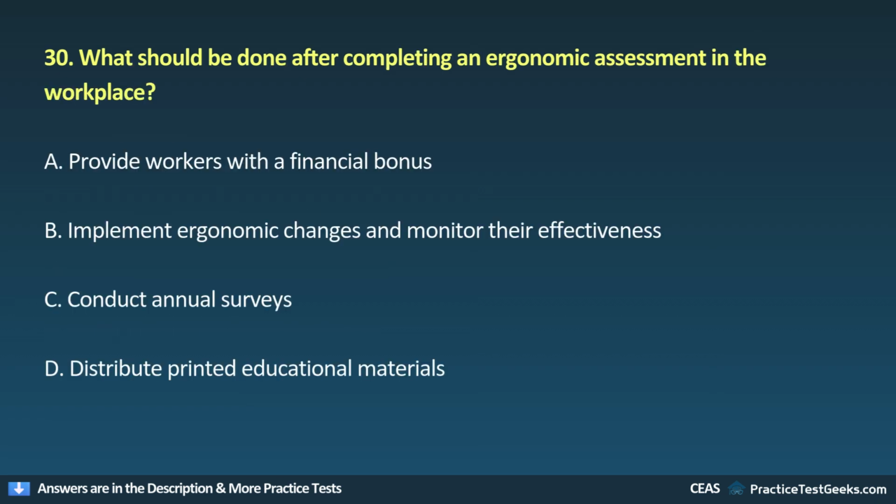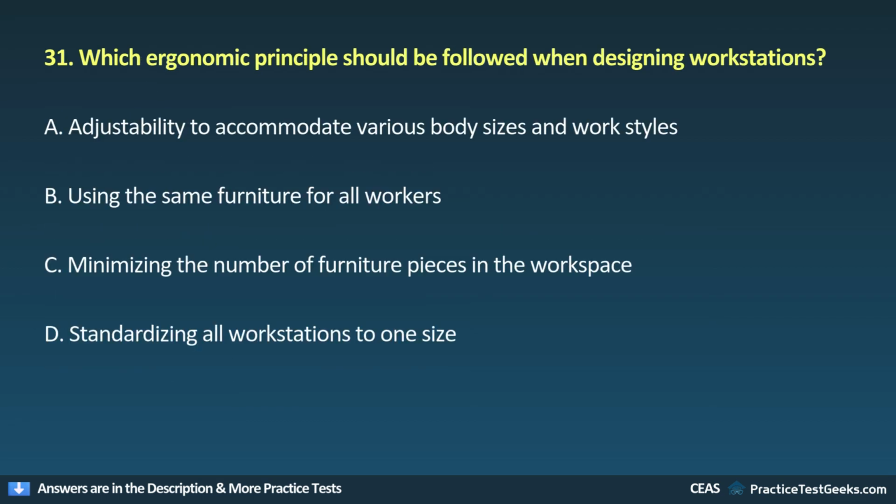30. What should be done after completing an ergonomic assessment in the workplace? A. Provide workers with a financial bonus. B. Implement ergonomic changes and monitor their effectiveness. C. Conduct annual surveys. D. Distribute printed educational materials.